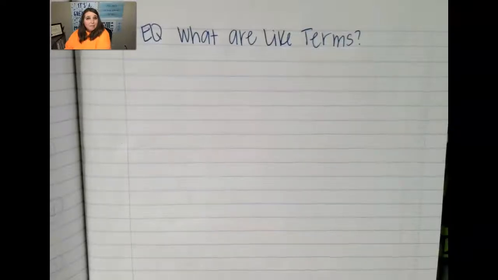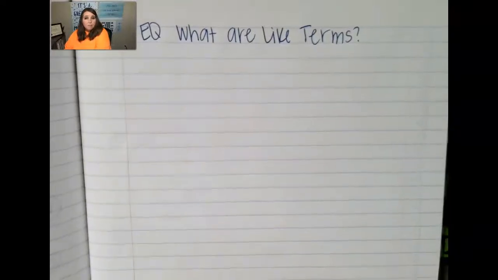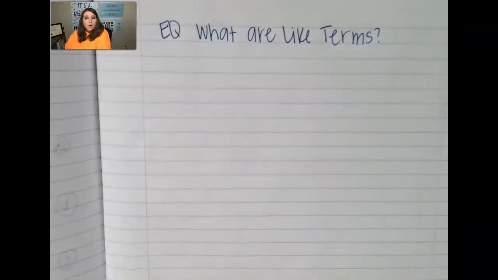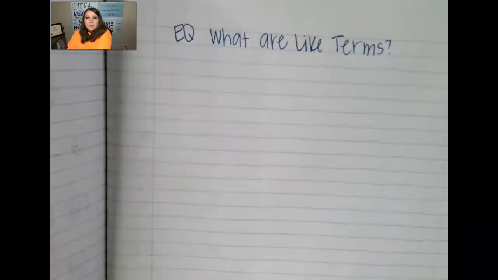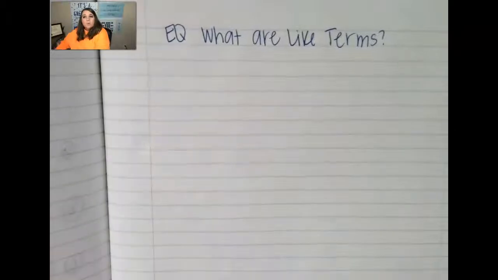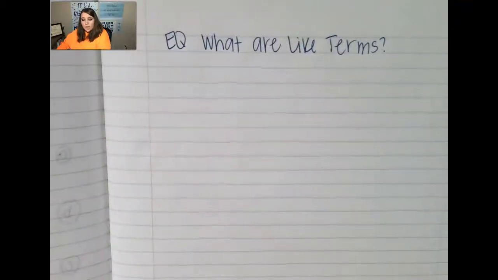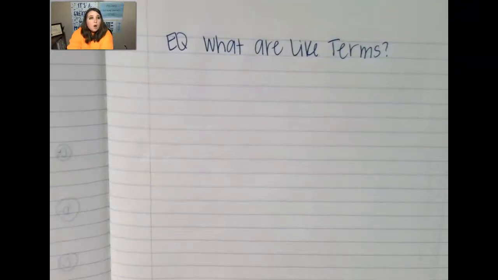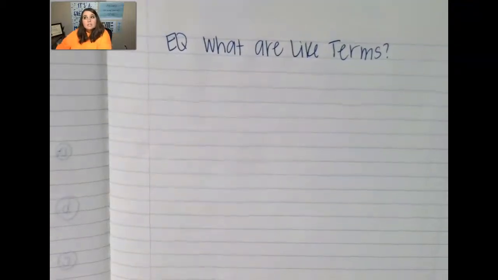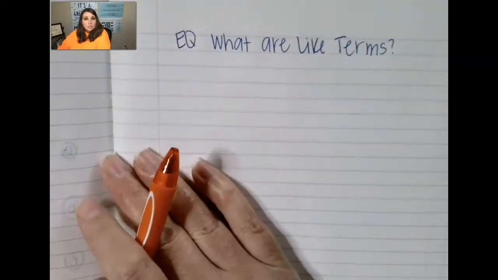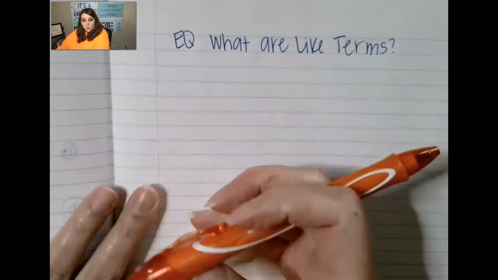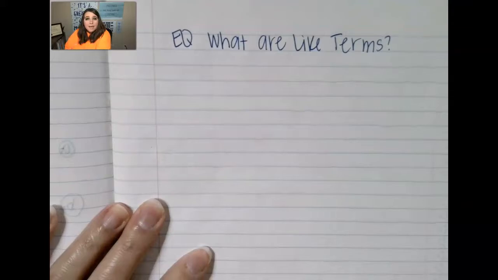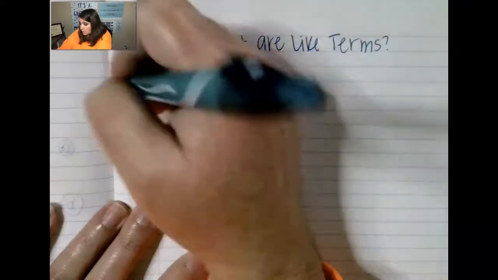Hi everyone! Today we are going to be learning about terms and answering the essential question of what are like terms. So in our lesson today we are transitioning into algebraic expressions. Algebraic expressions are expressions that have numbers, letters, and variables. And so when we're looking at terms, they are the parts that make up the algebraic expression.